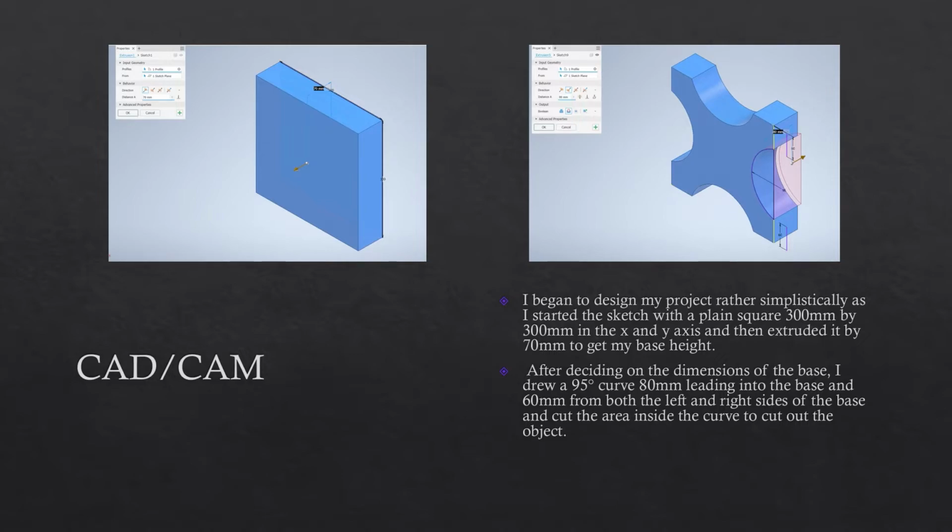300mm by 300mm in the X and Y axes, and then extruded it by 70mm to get my base height. After deciding on the dimensions of the base, I drew a 95-degree curve, 80mm leading into the base, and 60mm from both the left and right sides, and cut the area inside of the curve to cut out the object.